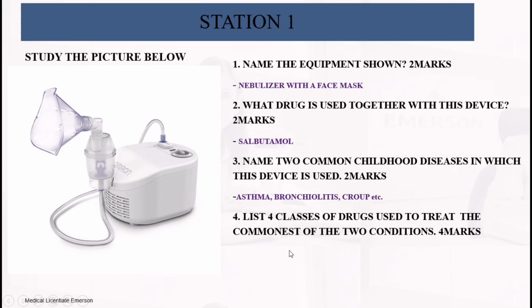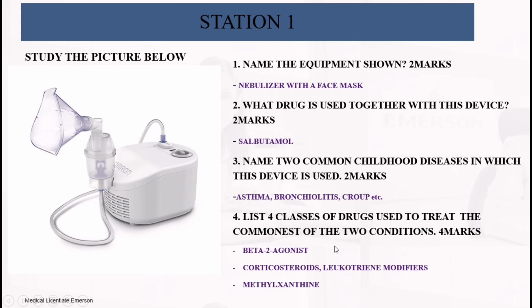Then list 4 classes of drugs used to treat the commonest of the 2. So here, let's say our two childhood diseases, we have asthma and bronchiolitis. These are our 2. Then the commonest among these 2, we have asthma. So the classes of drugs, we have beta 2 agonists, corticosteroids, leukotriene modifiers, and also methylxanthines. So those are the classes of drugs used.